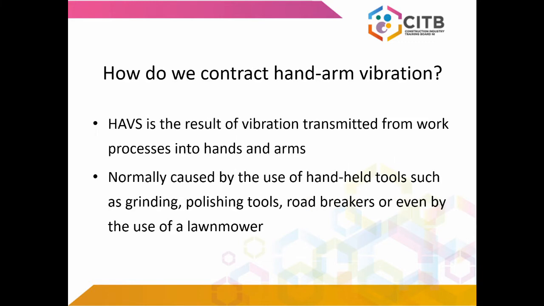So how do we contract hand-arm vibration? HAVS is the result of vibration transmitted from work processes into hands and arms, normally caused by the use of handheld tools such as grinding, polishing tools, road breakers, or even by the use of a lawnmower.